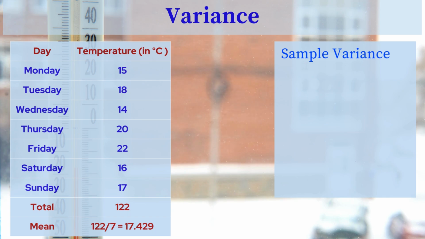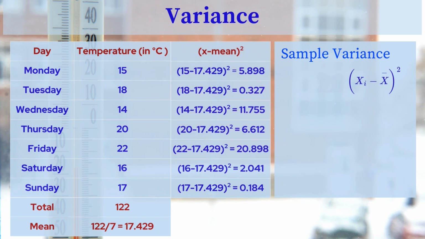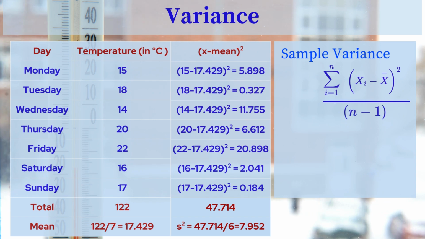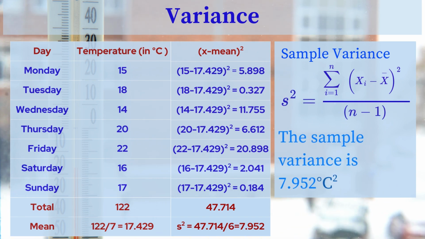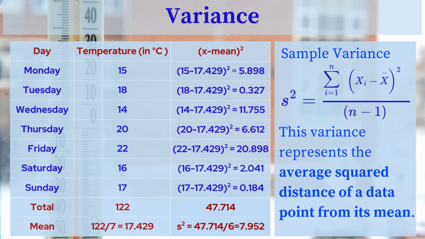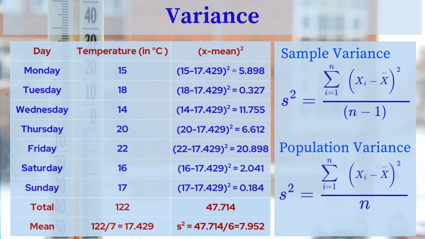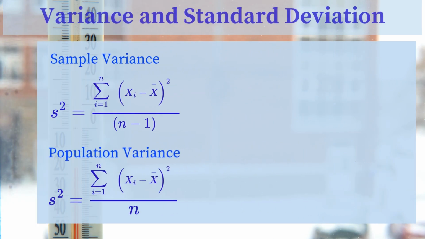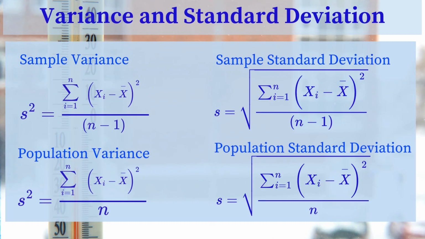Now, using the same dataset, if we calculate the squared difference of each data point from its mean, sum those resultant values, and then divide this sum by n-1, we arrive at the sample variance of the dataset. This variance represents the average squared distance of a data point from its mean. This formula calculates population variance for complete datasets. If we take the square root of the variance, we will get the standard deviation, which represents the average distance of a data point from its mean.